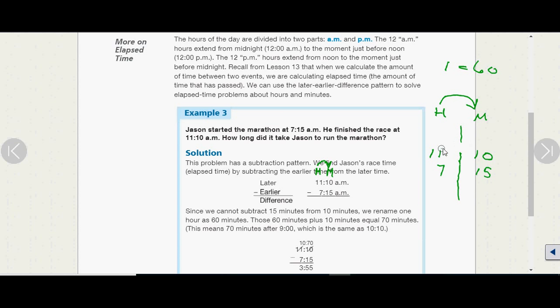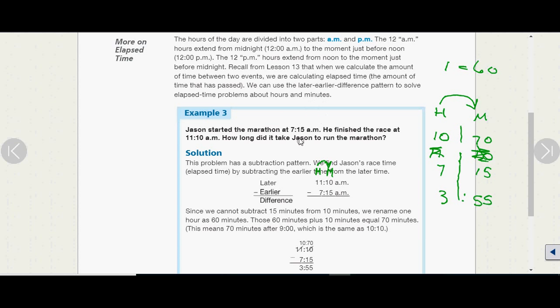So I take an hour from my 11 and make it 10. That gives 60 over here. 60 plus the 10 I already had is 70 minutes. Now I can subtract, and end up with 55 minutes. And I had 10 over here, so subtract the 7 and it's 3:55. Let's check AM, PM.